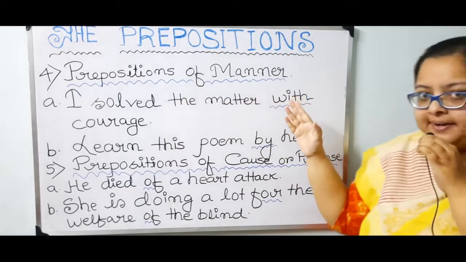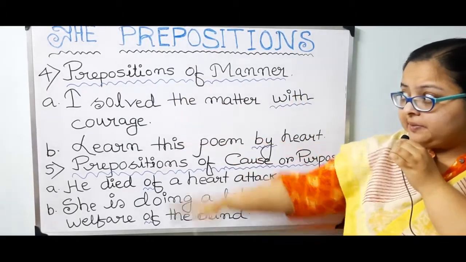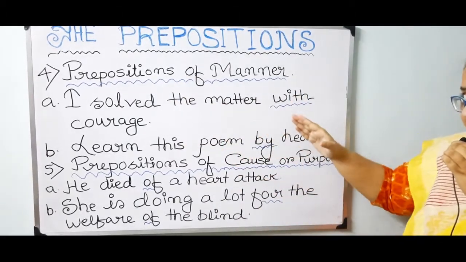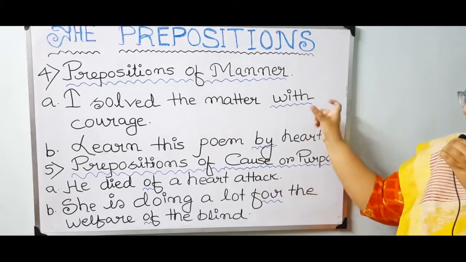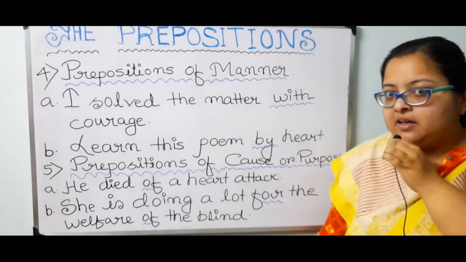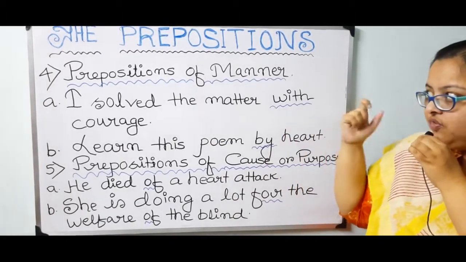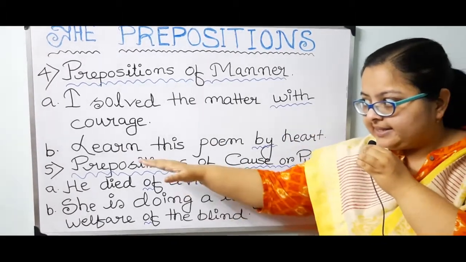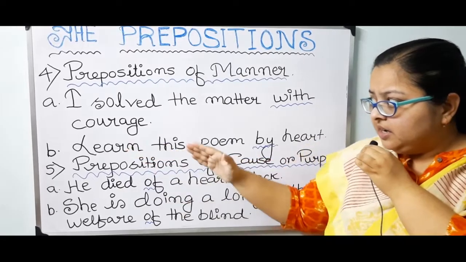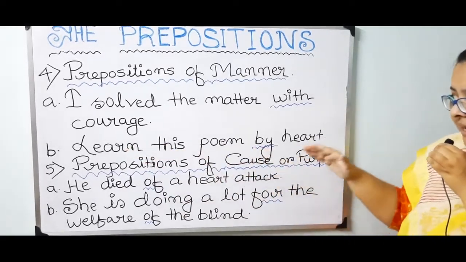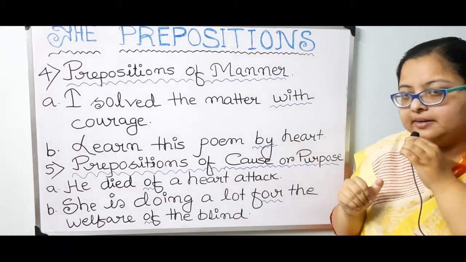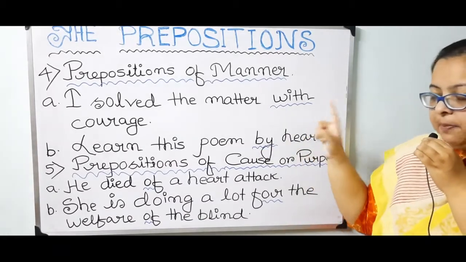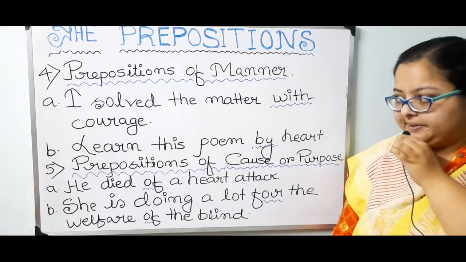Number 4, prepositions of manner. A, I solved the matter with courage. So over here, "with" is indicating preposition of manner. Next, number B, learn this poem by heart. So "by" is indicating over here the preposition of manner.